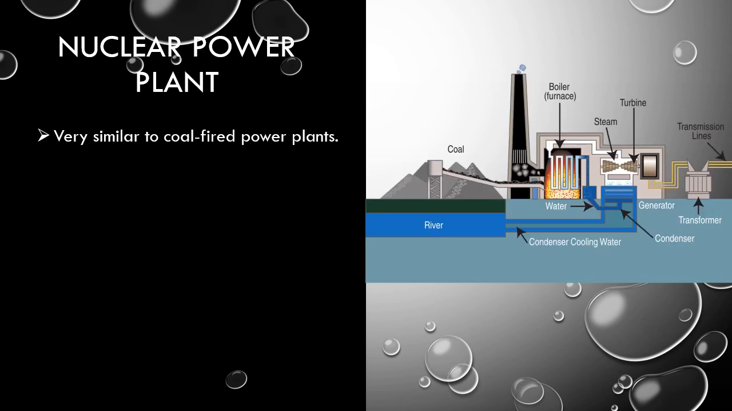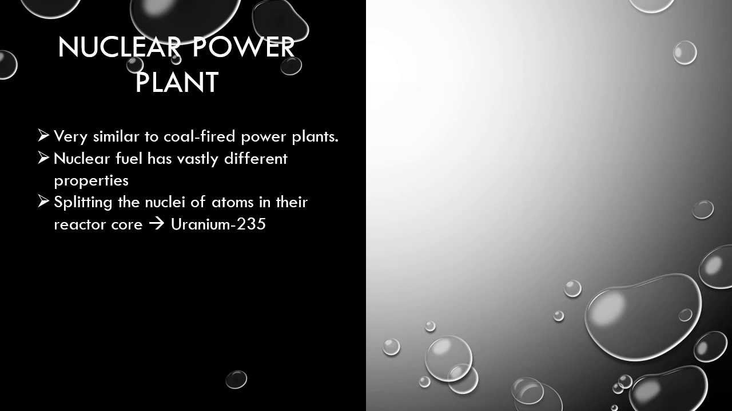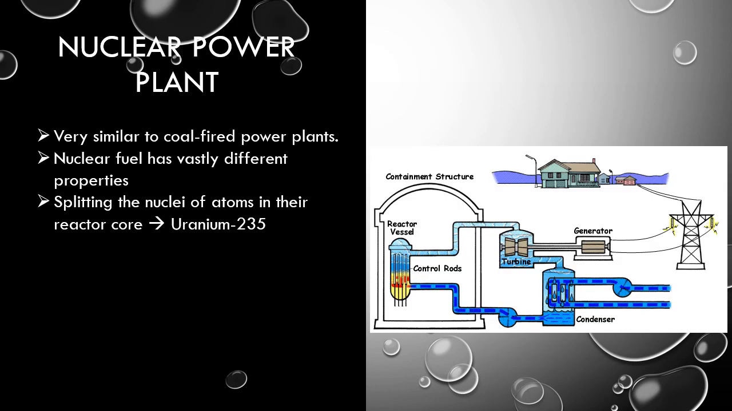However, they require different safety measures since nuclear fuel has vastly different properties from coal or other fossil fuels. They get their thermal power from splitting the nuclei of atoms in their reactor core, with uranium being the dominant choice of fuel in the world today. Another example of fuel with potential use in nuclear power production is thorium, but it is not currently in use.